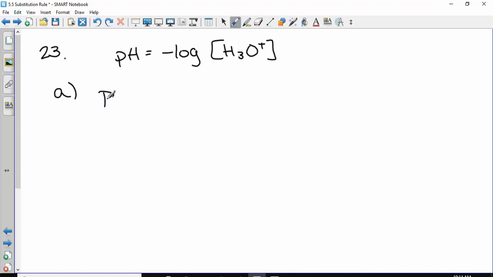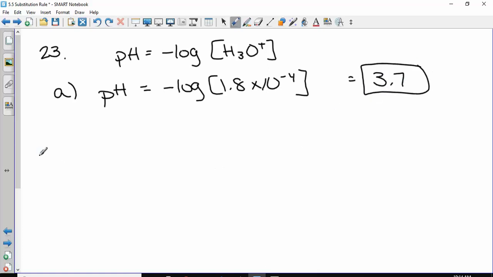So on the first one, I said find the pH if the H3O+ is 1.8 times 10 to the negative 4. So you are just putting this in your calculator. Negative log 1.8 times 10 to the negative 4. And that gives us, we usually just went to one decimal. If you did more, that's fine. So it comes out to be 3.7.